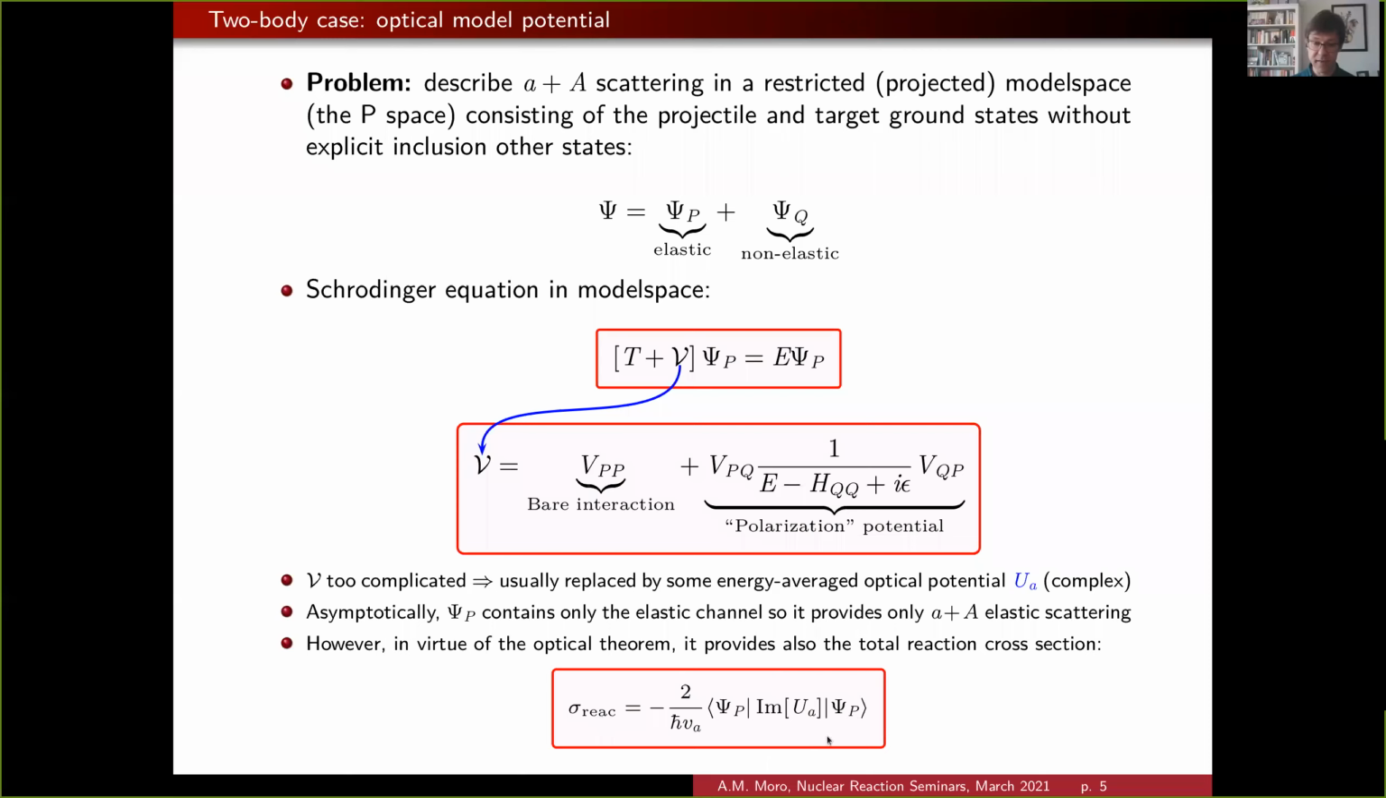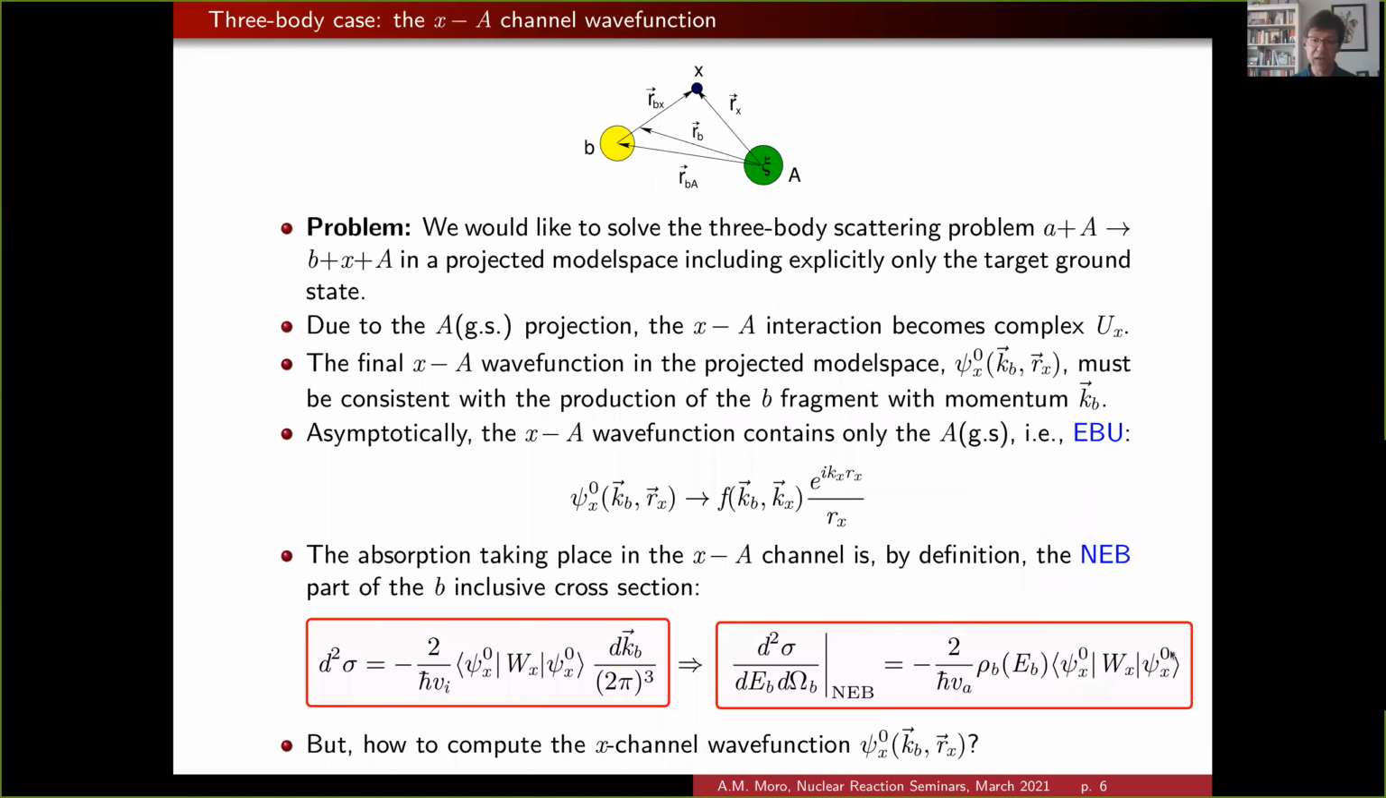So this provides the reaction cross-section, all non-elastic channels in the two-body case. This will provide all non-elastic channels in the XA system, which by definition is non-elastic breakup. And this contains also the condition that the B particle survives. The problem is how to compute this wave function. So this is the formula that we want to apply. But the problem is how to compute this one.